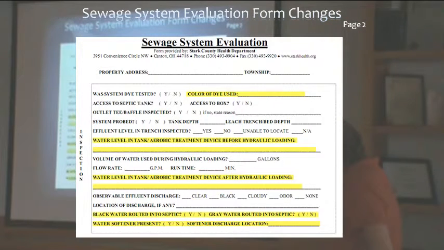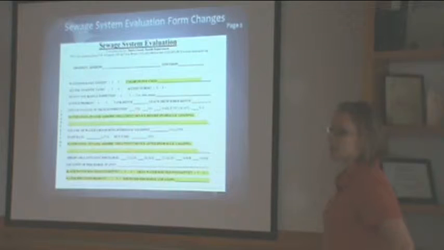The volume of water used during the hydraulic loading. Everybody knows how much they're supposed to be running, but that's a guideline, a minimum. I mean, we don't want to force failures necessarily, but if there's something suspicious, by all means, run more water, because we don't want to pass something and then 2 months later find out that it's failing.